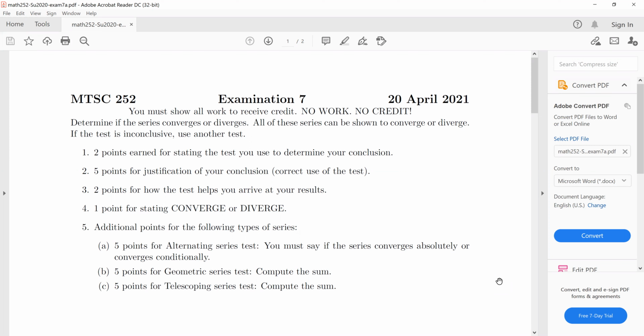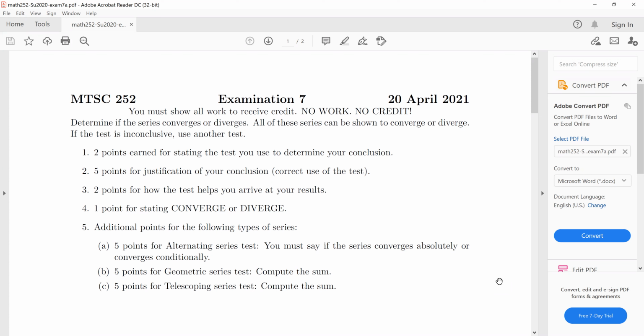If you do a test, let's see, the alternating series test, and you satisfy parts 1, 2, and 3, and you show that the limit of the u_n goes to 0, so all 3 conditions, if you have all 3 of those, that will count for 5 points. That is your justification of the use of the test.